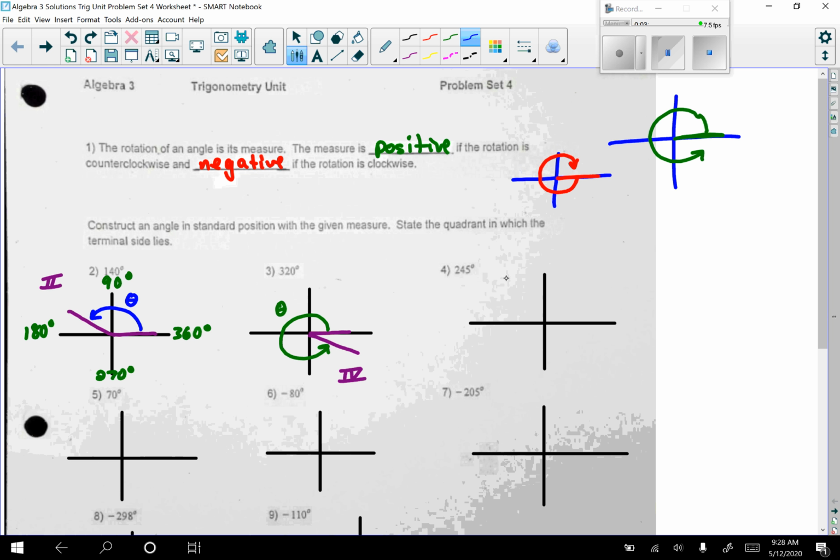All right, for 245, if I just go back to number 2, 245 is going to be in the third quadrant, in between 180 and 270. So again, I'm going to draw my initial side, maybe making it a little bit closer to 270, so something like this, drawing in the direction here as such. Again, it's positive, so this is a counterclockwise rotation, and this is quadrant 3.